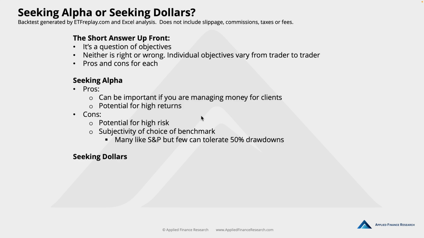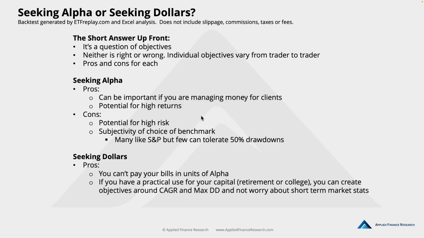So let's talk about seeking dollars and some of the pros there. First, one of the big pros is you can't pay your bills in units of alpha. So paying attention to the actual dollars that you're making is quite important. The second is that if you have a practical use for your capital, like retirement or college, you can create objectives around compounded annual growth rate and maximum drawdown, and then you don't have to worry about short-term market stats.